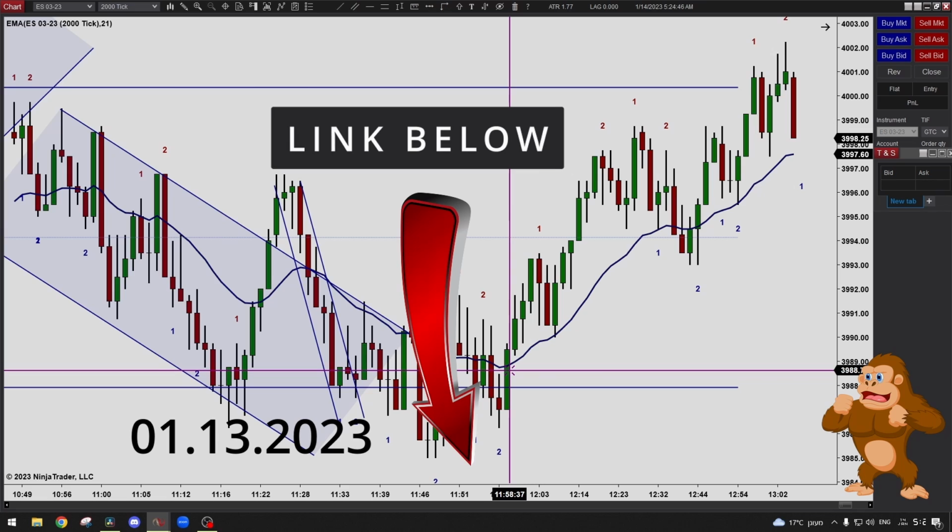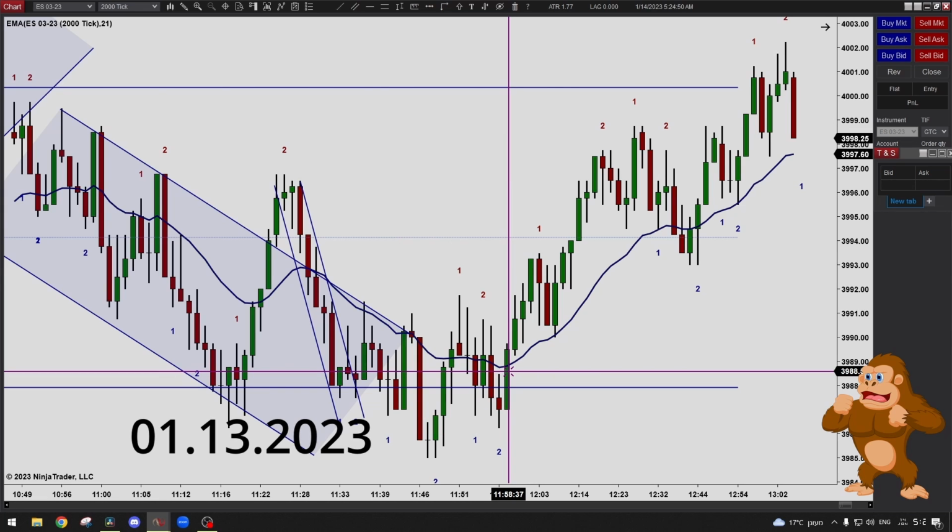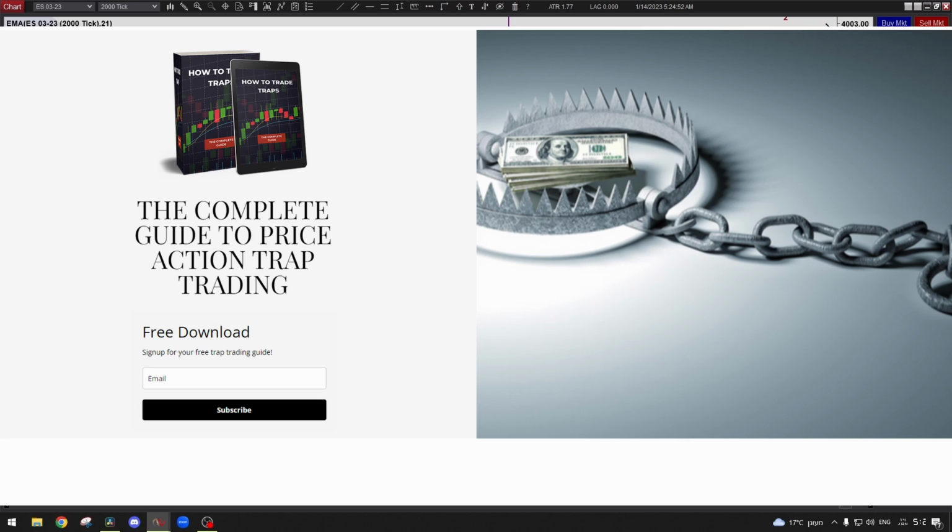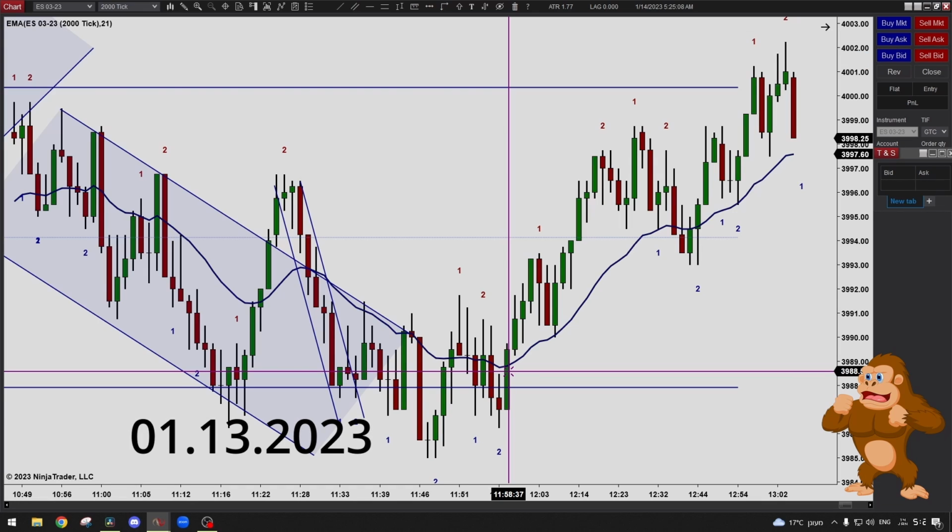This is a complete guide of how to trade traps in the right spot, because traps are all over the place during the trading session. You need to be able to know where to take these trades. Traps can be extremely powerful setups as long as you know where to take them.